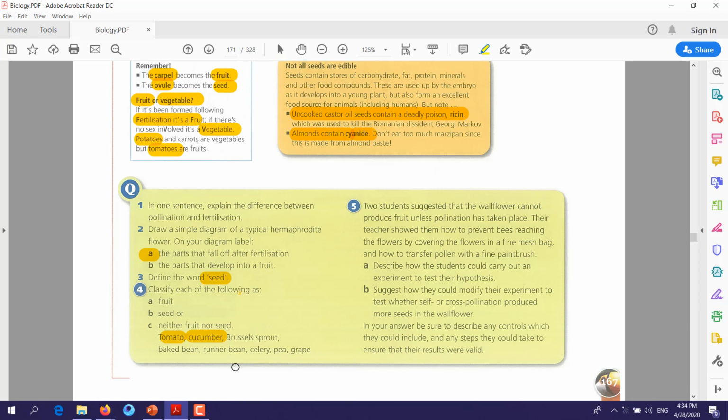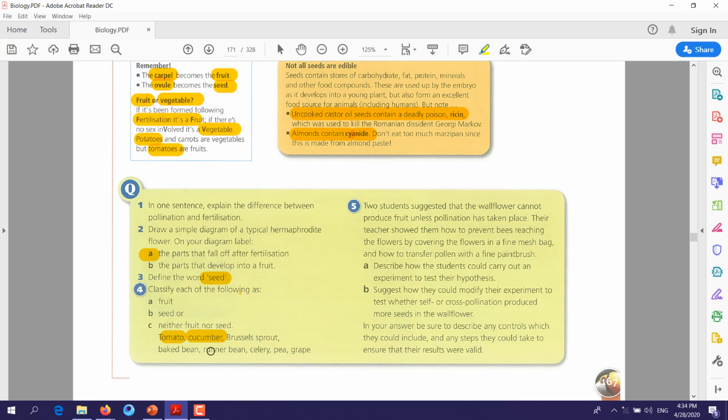Next example, Brussels sprout. Brussels sprout, this kind of plant, belongs to the family like broccoli and cabbage. If you ask this question, does it have any seeds in it? The answer is no. So it's not a fruit. But can we regard it as a seed? Also, it's not. So Brussels sprout is neither fruit nor seed.